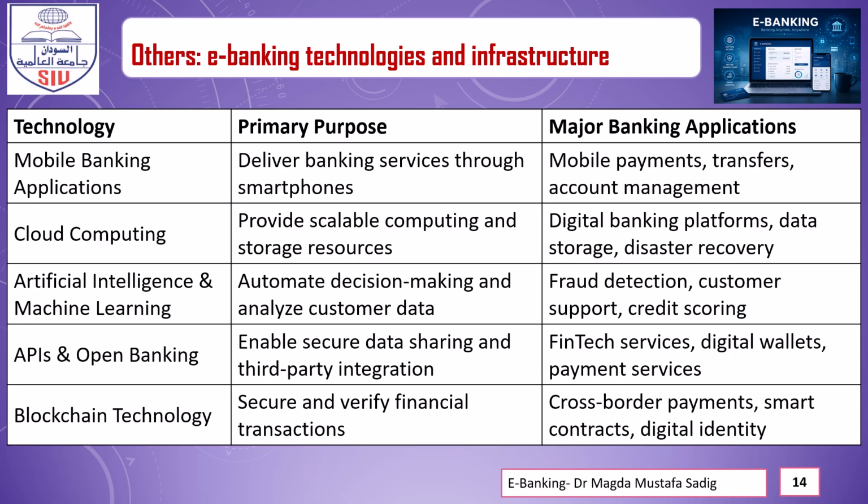In the previous slide, we discussed three important technologies that are transforming modern banking: mobile banking applications, cloud computing, and artificial intelligence with machine learning. Now let us continue with three more technologies that are playing a major role in the future of electronic banking. The first is APIs and open banking.